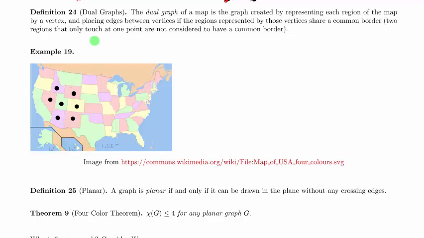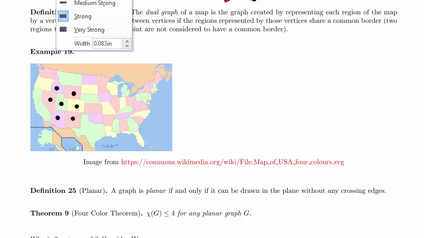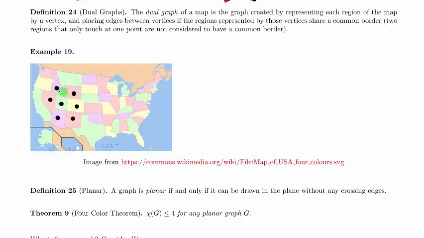If they're just touching at a corner, then that's not going to be considered a common border. So for instance, here between Idaho and Wyoming, we'll have an edge, Idaho and Nevada, Idaho and Utah, and then Utah and Wyoming and Colorado, Utah and Colorado, Arizona. I guess Nevada and Arizona needs an edge too. We're not going to need an edge between Utah and New Mexico because they're just touching at a corner there. So we're going to end up with that dual graph if we're just looking at those states.